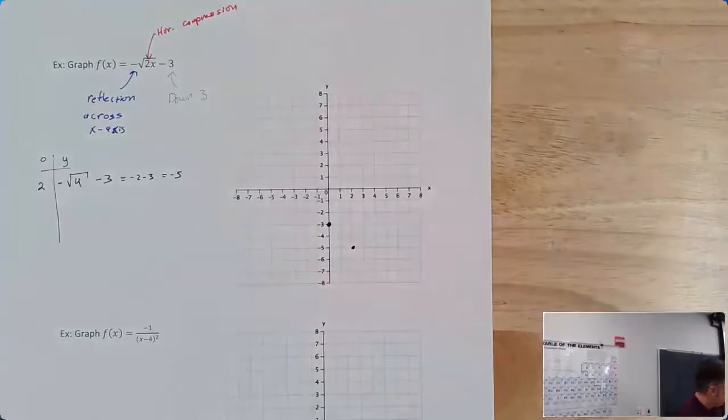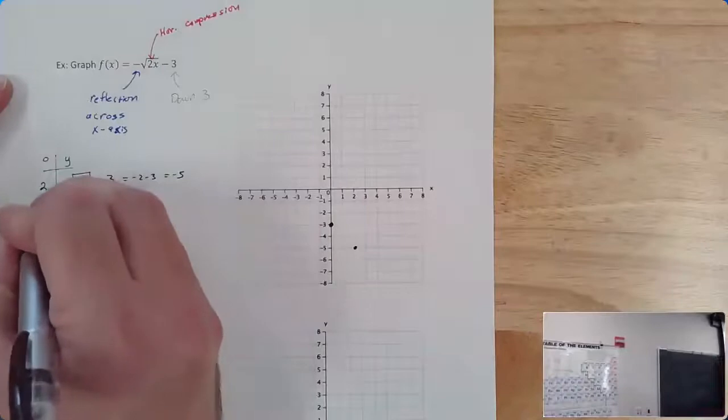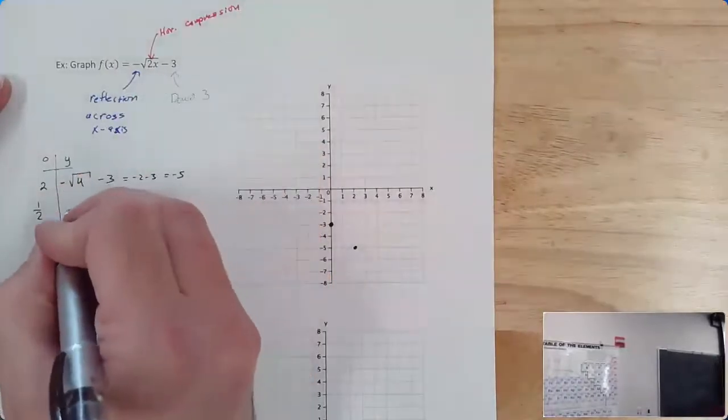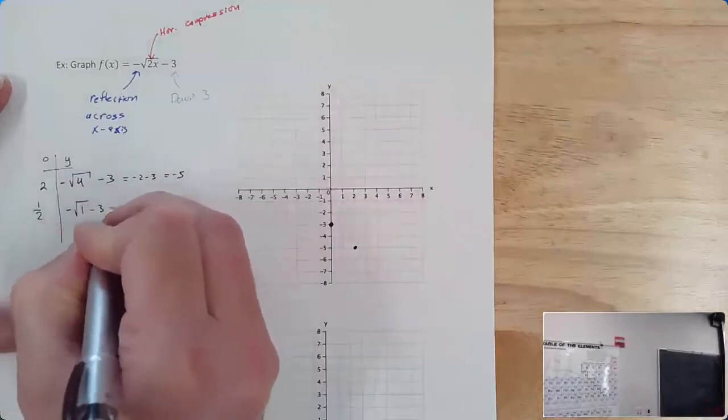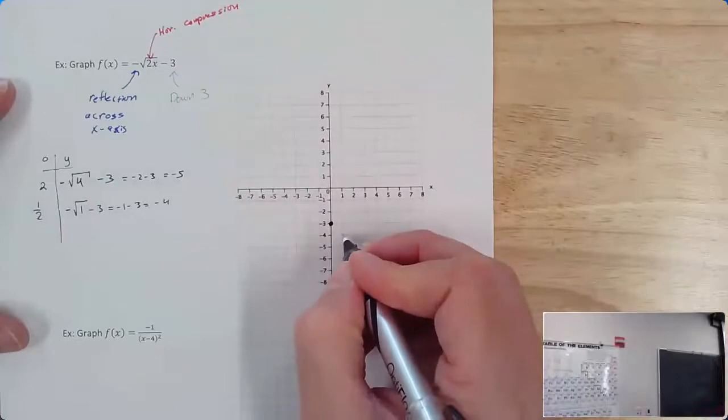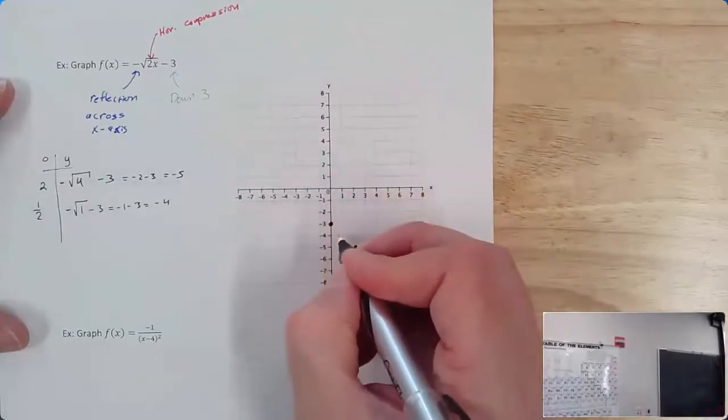Now I will point out there is a smaller value of x that is also nice. It's not as nice, it's not an integer though. It's a fraction. I could also pick x equal to 1/2. So if I pick x equal to 1/2, I get 2 times 1/2 in the square root, which is just 1. So I have negative square root of 1 minus 3, which is negative 1 minus 3, which is negative 4. So I've got this point right here, 1/2, comma negative 4.